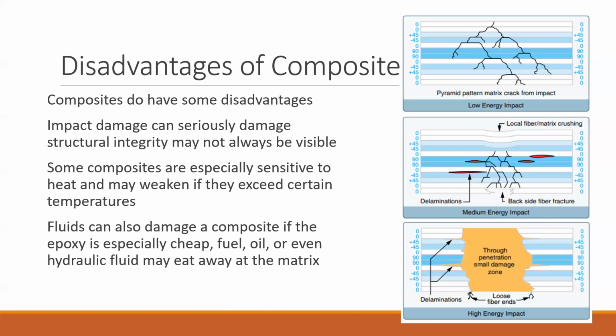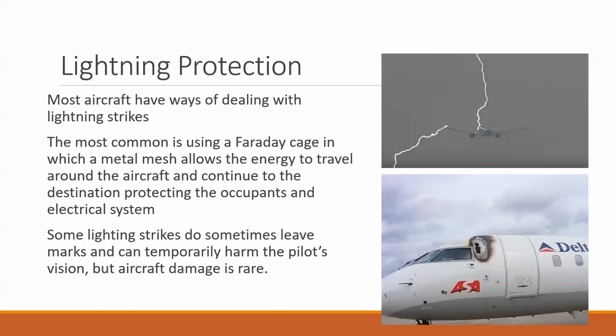So another thing to think about is lightning protection. Most aircraft deal with lightning protection in a very simple way. They have a metal mesh that basically encompasses the whole skin of the aircraft. It's referred to as a Faraday cage, and basically just allows the lightning to travel around the body of the aircraft and exit out the other side without hurting anything inside, like the electrical system or the passengers or anything like that.